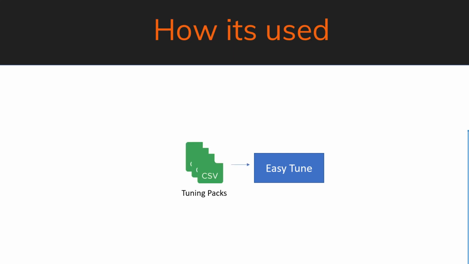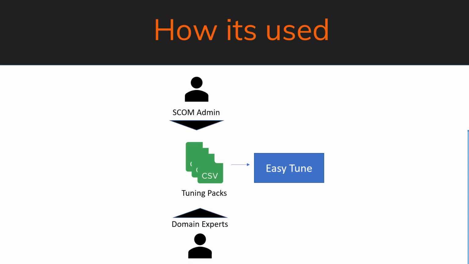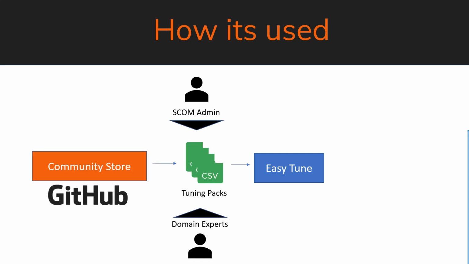So how does it work? How is it used? So it all starts with EasyTune itself, which is a management pack that you import into SCOM. And that consumes tuning packs stored in CSV format. These are curated by the SCOM administrator and the domain expert, working to refine the tuning and apply that tuning through EasyTune. Of course, tuning packs also come from our community store, which is another commonly known piece of technology.